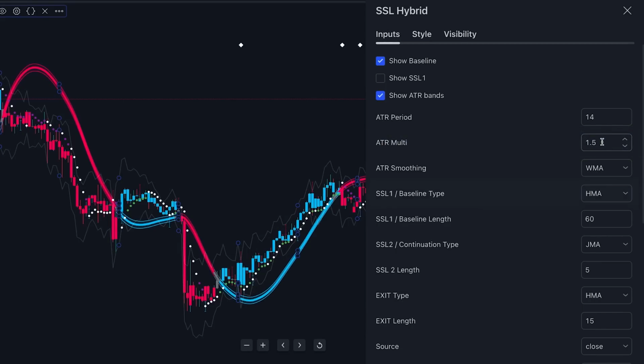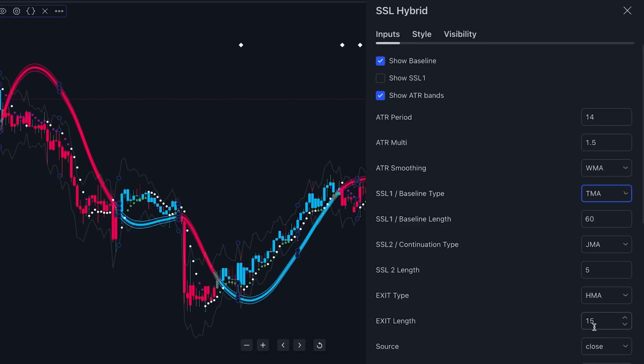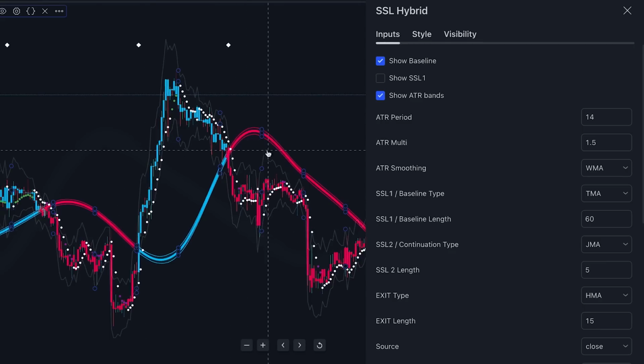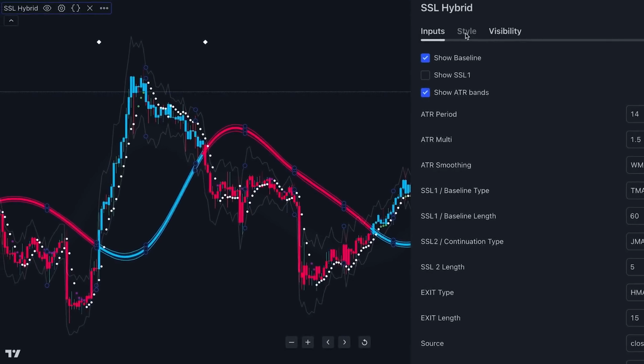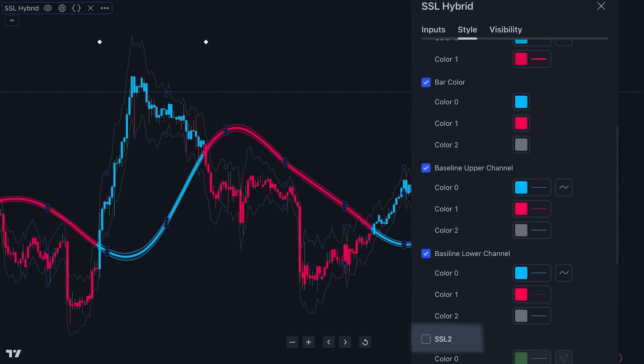Next, we want to go to SSL1 baseline type, and we want to change this to TMA, which stands for Triangular Moving Average. This will allow us to get longer-term trends when trading. Next, we want to go to the Style tab and disable SSL2. Those are the only changes we will make for now, so go ahead and click OK.